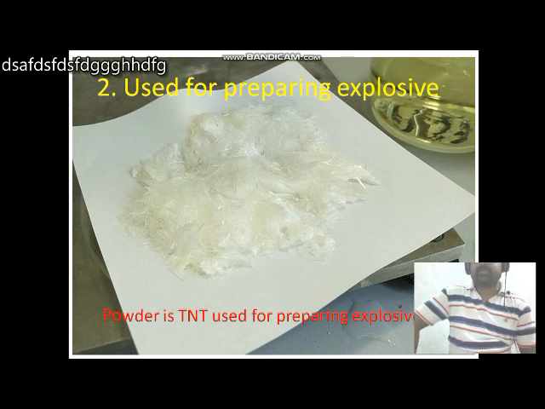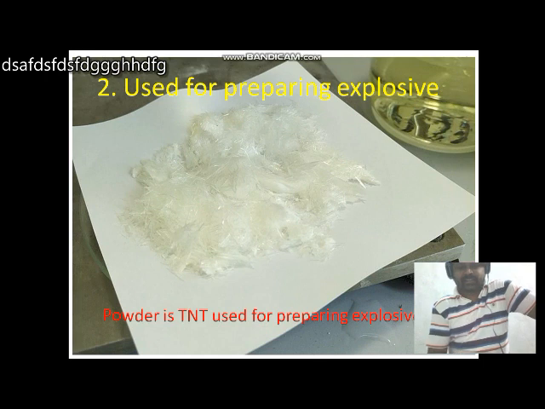There are many different kinds of bombs. For making those bombs, definitely they will use nitric acid. Why? Because it has an explosive nature. So that's why nitric acid is used for making explosive substances, and the most important one is TNT, trinitrotoluene.